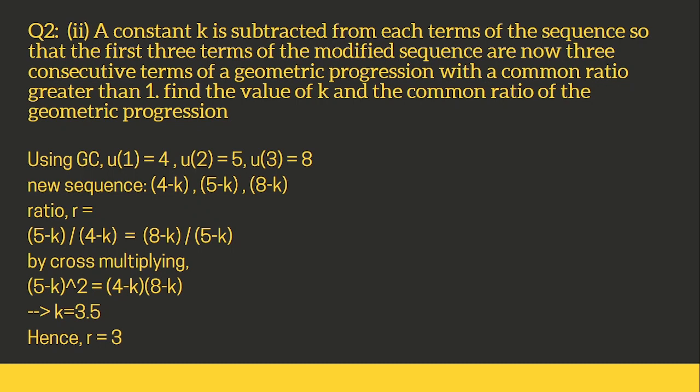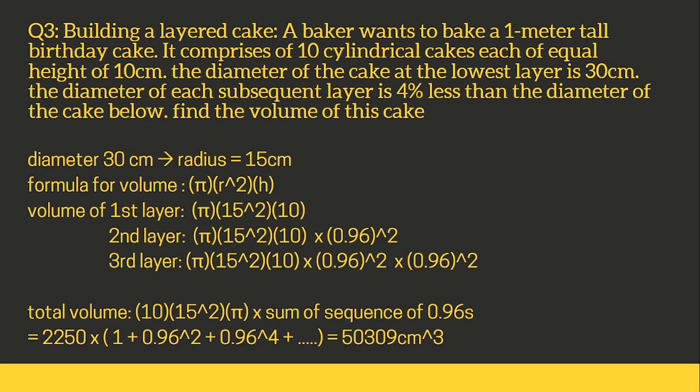Since it's a geometric sequence, we can take (5 minus k) divided by (4 minus k) equals (8 minus k) divided by (5 minus k). In other words, the ratio of the third term over the second term equals the ratio of the second term over the first term. Cross multiplying, we can solve to get k equals 3.5. With k equals 3.5, we can then find the ratio, and if we solve that, we get a ratio of r equals 3.